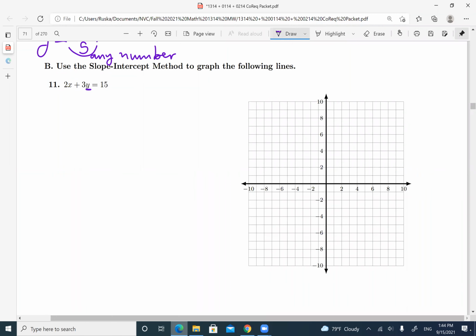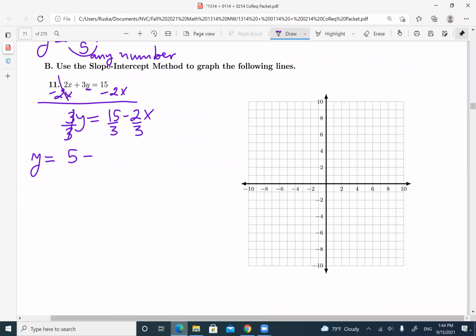So we're doing the same thing we just did. I'm going to subtract 2x from both sides. This cancels, so I have 3y equals 15 minus 2x, right? And then we're going to divide everything by 3 on both sides. The equation in slope-intercept form is y equals 15 divided by 3, which is 5, minus 2/3x. So this is my equation in slope-intercept form.